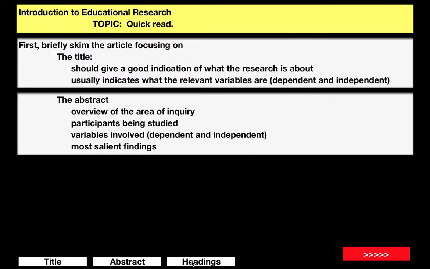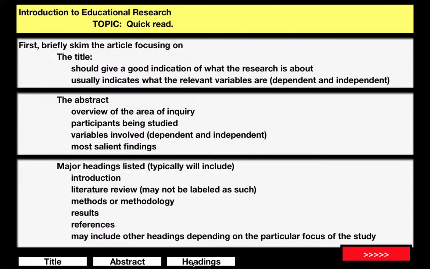And then usually a research article will have a bunch of subheadings, and these include an introduction, a literature review section, a methodology section, results, or references. Depending on the type of research it is, there may be other headings that will appear. And we're going to take a look at each of these as we go to this next screen.